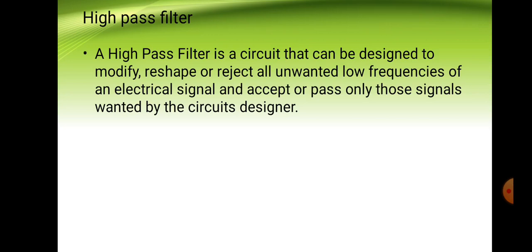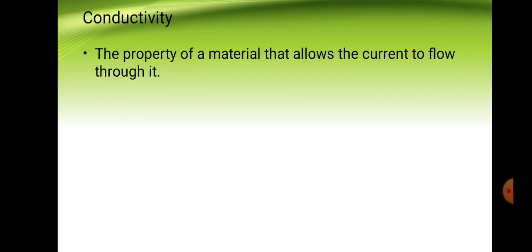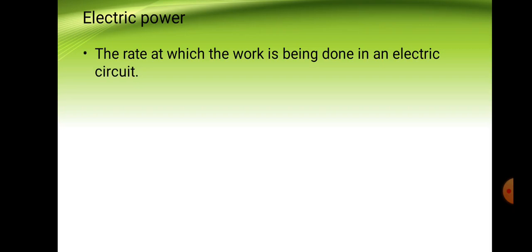High pass filter: a high pass filter is a circuit that can be designed to modify, reshape, or reject all unwanted frequency of an electrical signal and accept or pass only those signals wanted by circuit designers. Conductivity: the property of material that allows the current to flow through it. Electric power: the rate at which work is being done in an electric circuit.